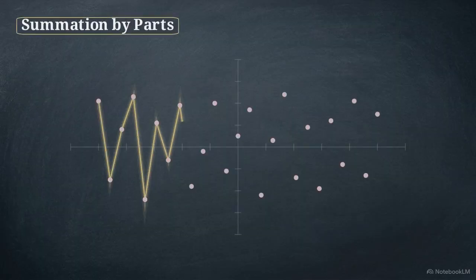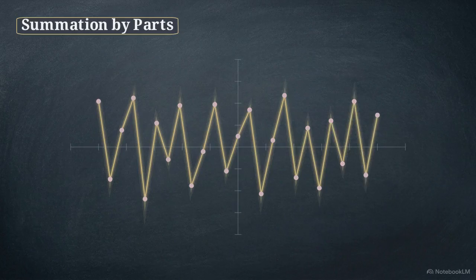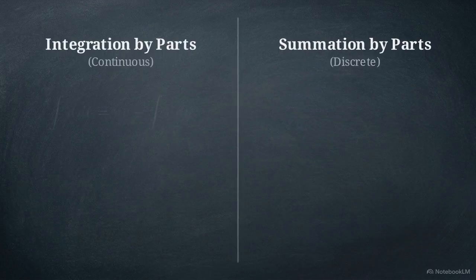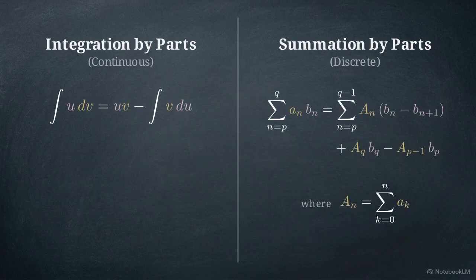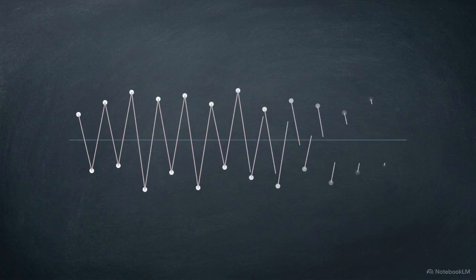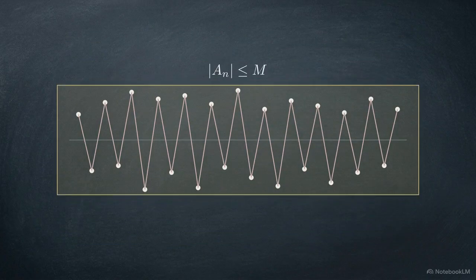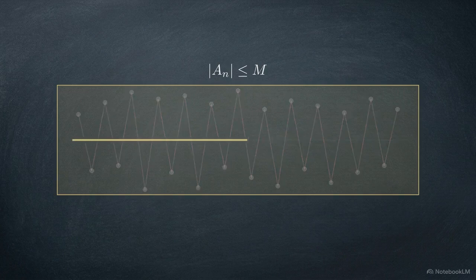That tool is summation by parts, and it forms the mathematical backbone for advanced topics like Fourier analysis. You might recognize the name. It's the exact discrete equivalent of integration by parts from calculus. Just as we use integration by parts to break down the product of continuous functions, we use summation by parts to handle the product of a discrete sum. Dealing with discrete, oscillating mathematical problems requires precise, discrete tools. By adapting this calculus concept, we can isolate the specific structural stability hidden inside a volatile series.